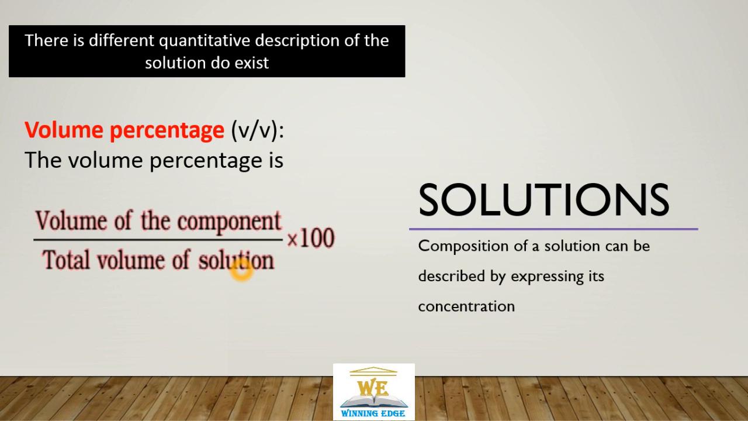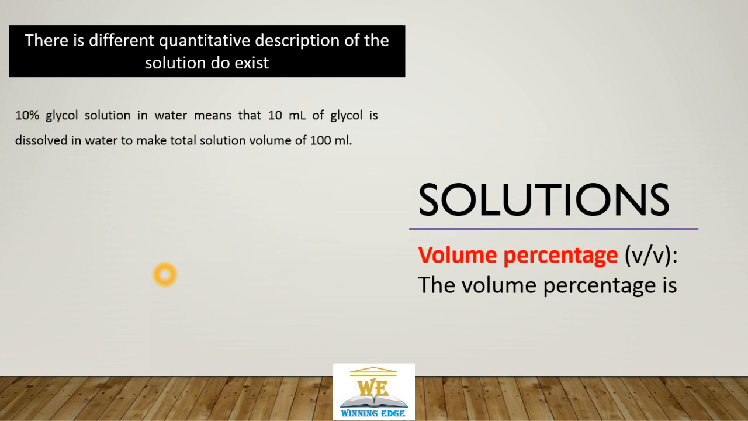Volume percentage. It's analogous to mass percentage, but the quantity is volume, not mass. So volume percentage will be volume of a component divided by total volume of solution. 10%, glycol solution in water means 10 ml of glycol is present in 100 ml of solution. So total solution volume is 100 ml, which includes 10 ml of glycol.